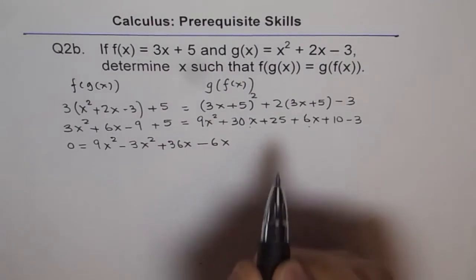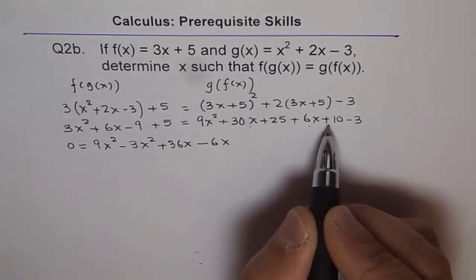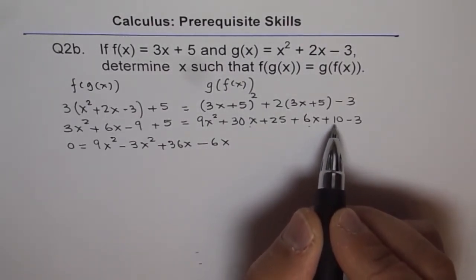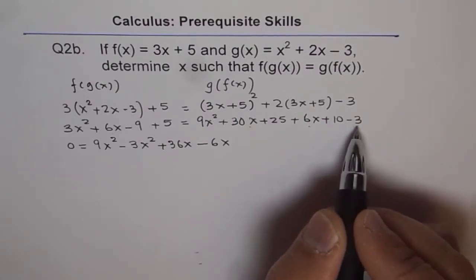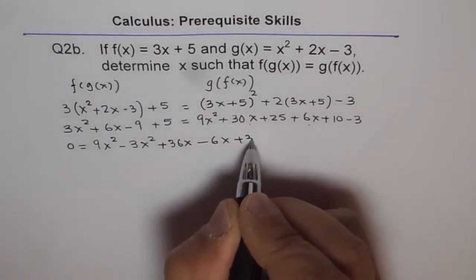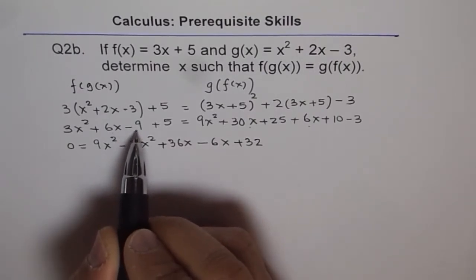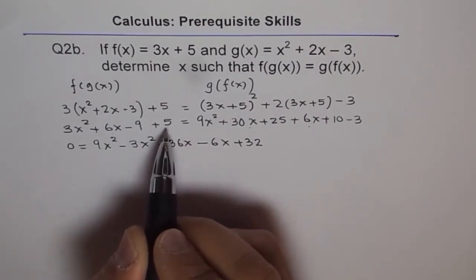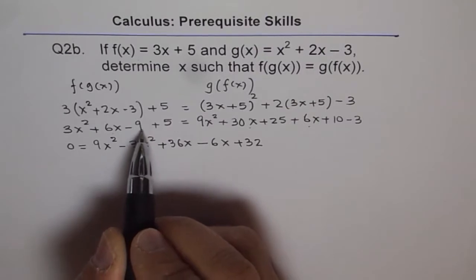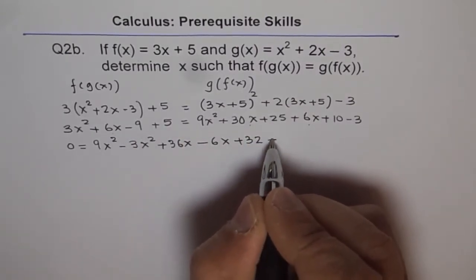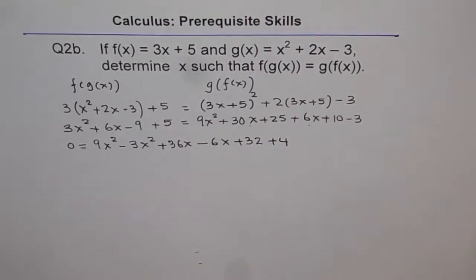25 is also there. So 25 plus 10 is 35. 35 minus 3 is 32. So we have plus 32. And here we have minus 9 plus 5, which is minus 4. So when we bring it to the other side, it becomes plus 4. Right? That's what we get, correct?